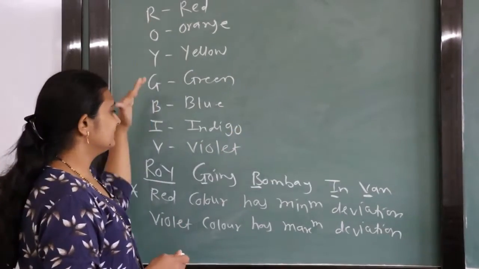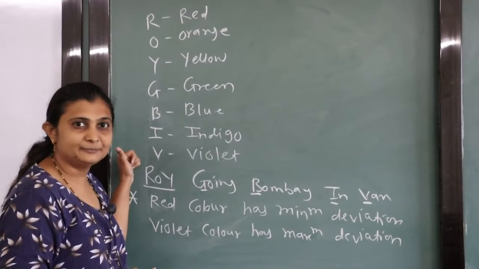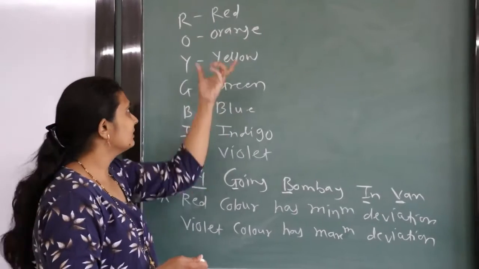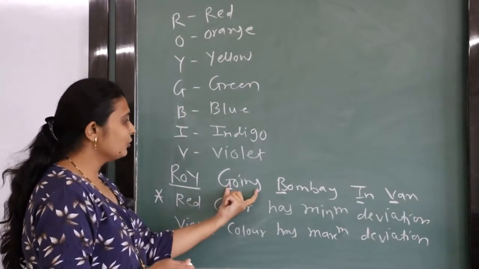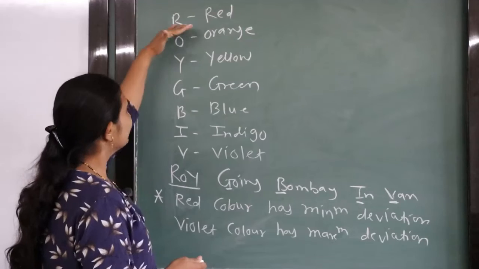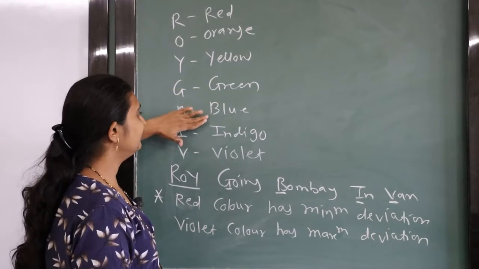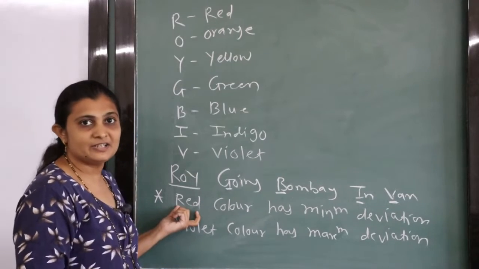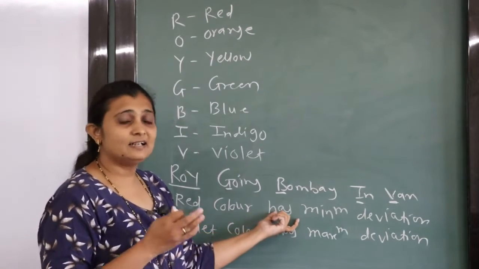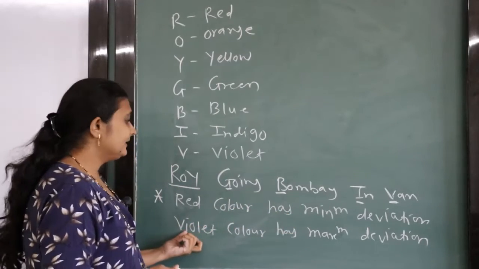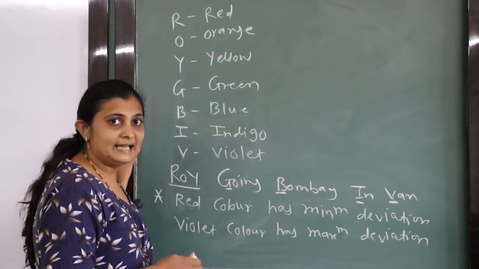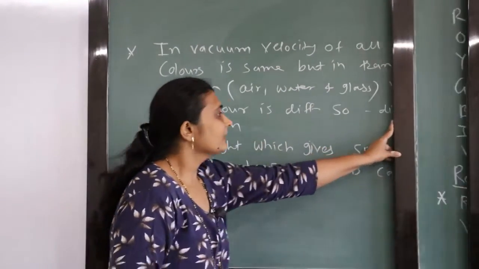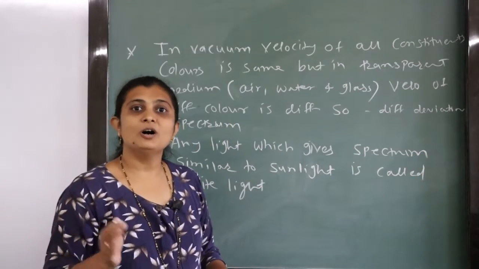Now these are the 7 colors in the spectrum, and I told you that one sentence, in that sentence all the colors are included. Roy going Bombay in van: red, orange, yellow, green, blue, indigo and violet. Again, red color has minimum deviation as it has the highest wavelength. Violet color has maximum deviation as it has minimum wavelength.